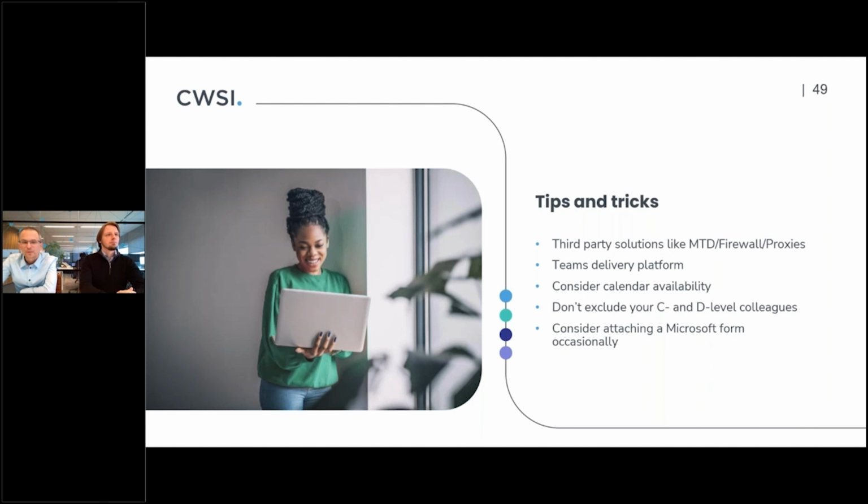Last tip we want to provide is around consider attaching a Microsoft form occasionally to this attack simulation training. So you can assign trainings to this attack simulation training campaign as well, but you can also assign a Microsoft form as a kind of a questionnaire to this attack simulation training. To get feedback from you. Exactly. How did people experience this attack simulation training? Do they have some tips and tricks around launching the next attack simulation training, for example?